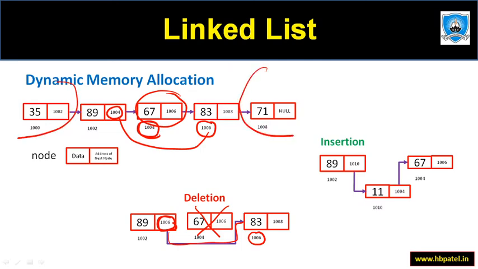But if you remember, in the case of arrays, in static memory allocation, if you wish to delete a specific element, you need to do a lot of shifting. Over here, no shifting. Whether there are 5 elements, 500 elements, or 5,000 elements, the same process will be carried out. So these are the benefits of dynamic memory allocation.